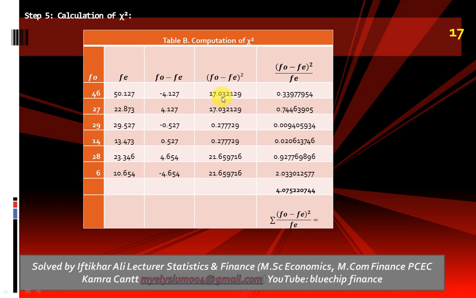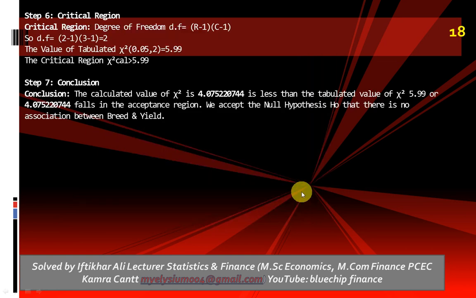So 17.032129 divided by 50.127 equals this one. Similarly, this one divided by this one equals this one, and so on. And take the sum of all these, that is 4.075220744. Step number 6 is to take the critical region.